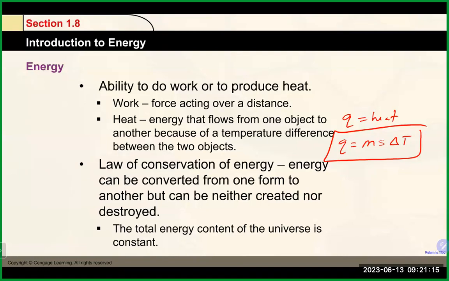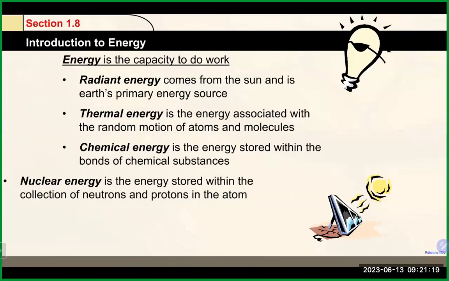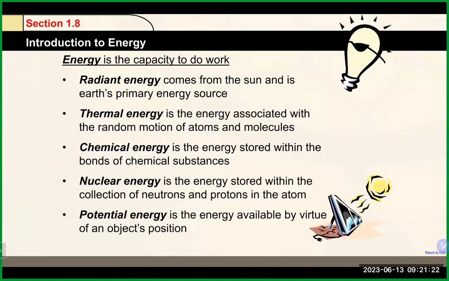There's different types of energy, obviously. And these are just some of the energy that we see. There's radiant energy that comes from the sun. There's thermal energy that's associated with the random motion of atoms and molecules. Thermal energy and temperature are different from each other. Temperature is a measure of the amount of energy in that particular instance.